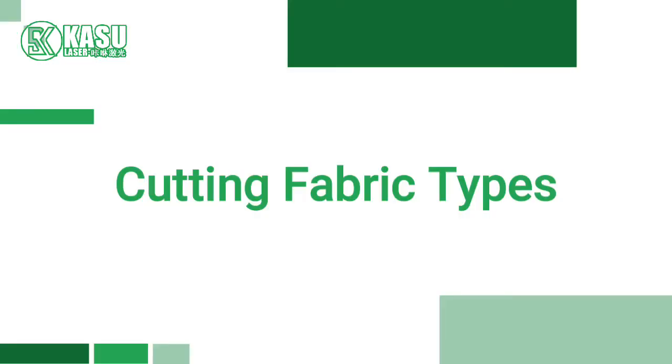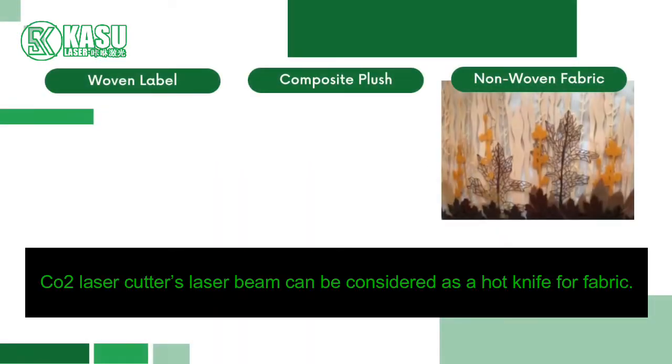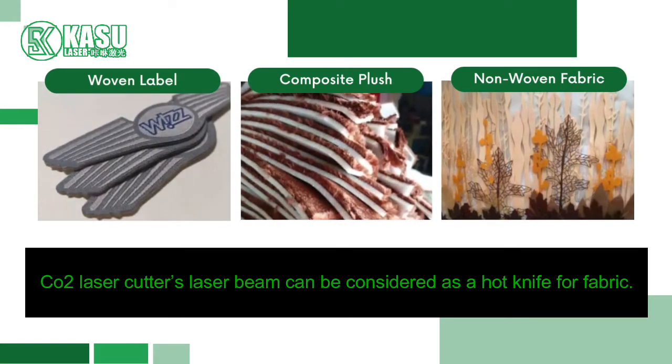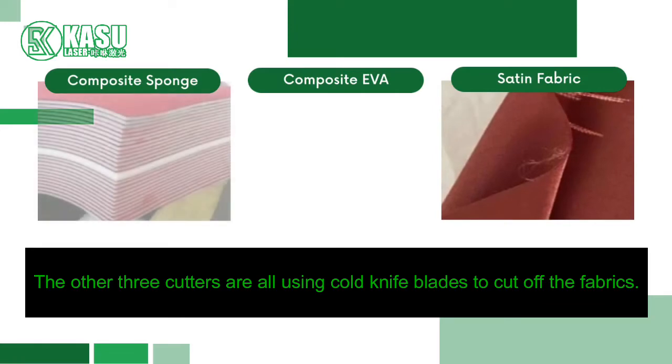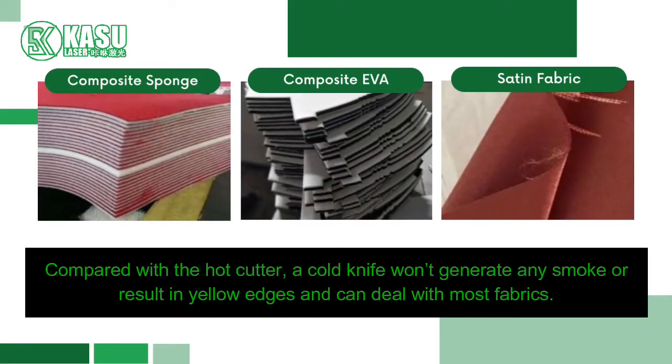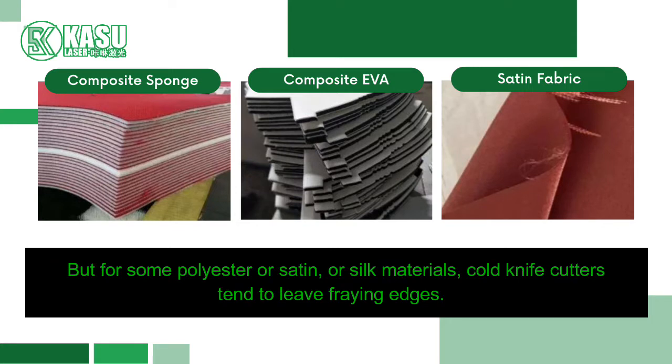Cutting fabric types. CO2 laser cutter's laser beam can be considered as a hot knife for fabric. The other 3 cutters are all using cold knife blades to cut off the fabrics. Compared with the hot cutter, a cold knife won't generate any smoke or result in yellow edges, and can deal with most fabrics. But for some polyester, satin, or silk materials, cold knife cutters tend to leave fraying edges.